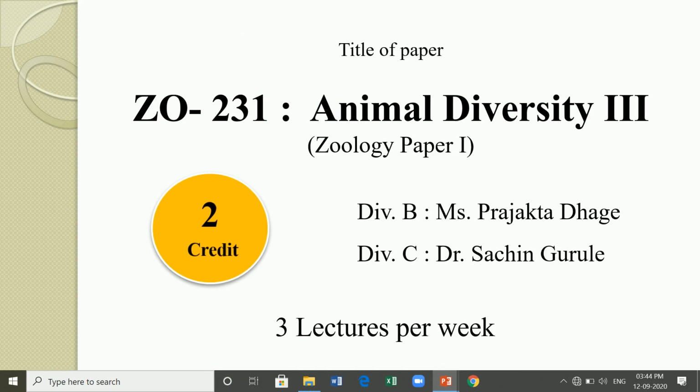Then the paper we are dealing with, that is theory paper first, ZO231 animal diversity third, which is zoology paper first. Now there are two divisions at the SYBSc. Miss Prajakta Dhage will deal with division B. She will teach animal diversity third in division B, while for division C, myself Dr. Sachin Gurule, I am dealing with the C division of the SYBSc. Now there are a total of 3 lectures allotted per week for this paper, that is animal diversity third of 2 credits.